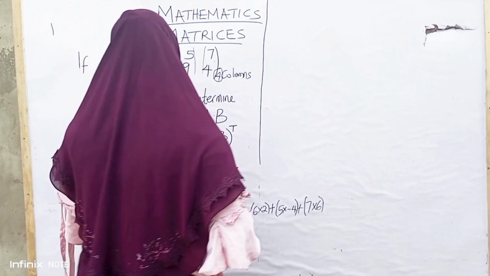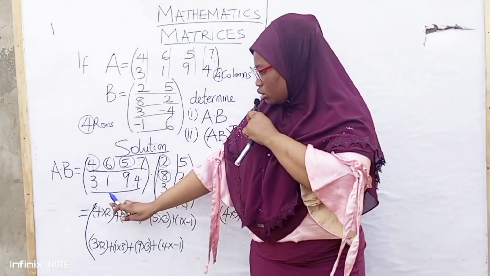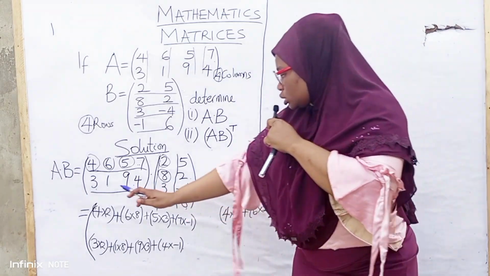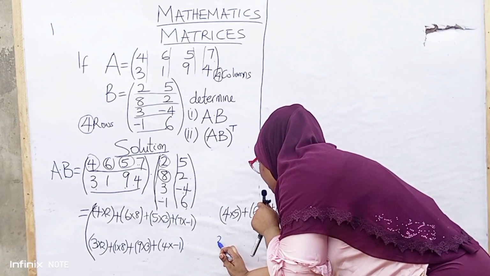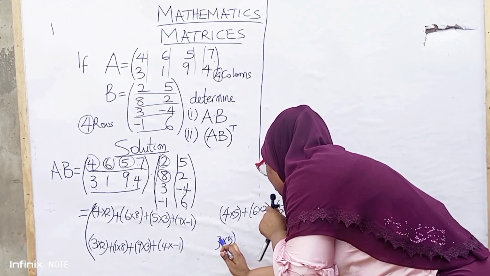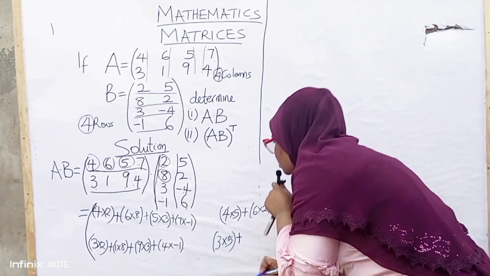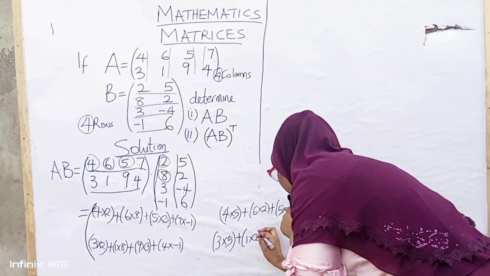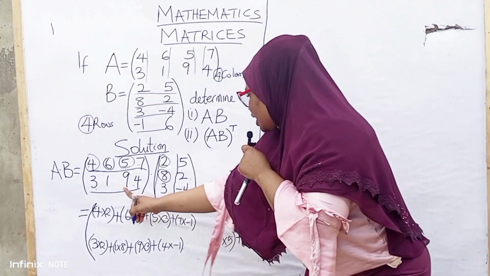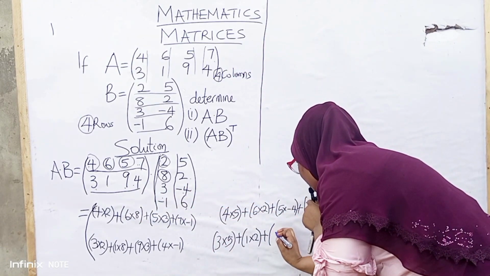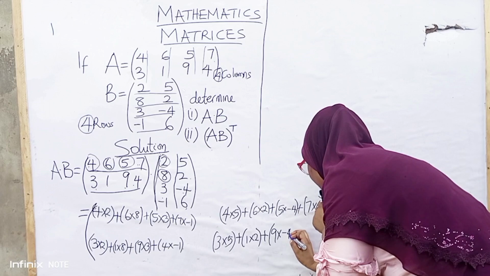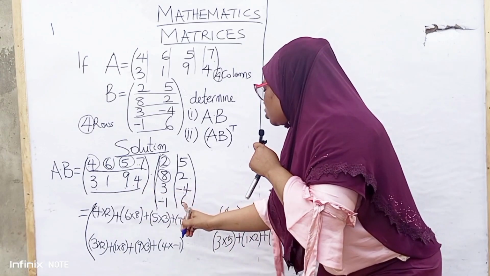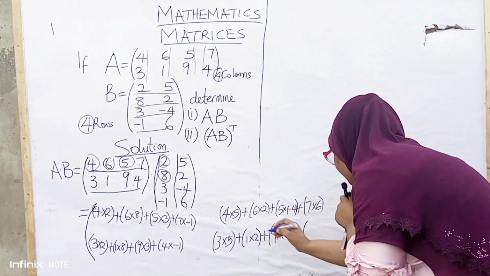After doing that one, you are still on the second row, so you multiply it by the second column of the second matrix. So 3 multiplied by 5, plus 1 multiplied by 2, plus 9 multiplied by minus 4, plus 4 multiplied by 6.